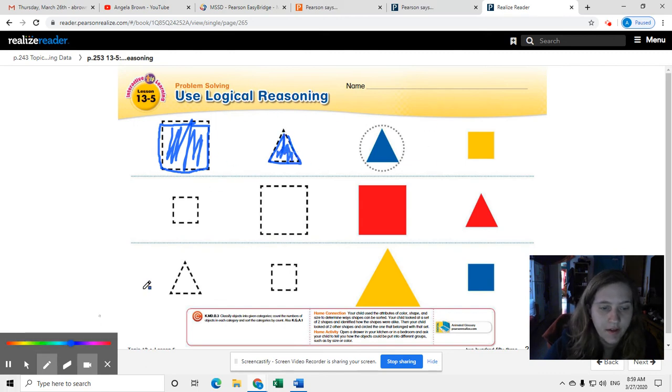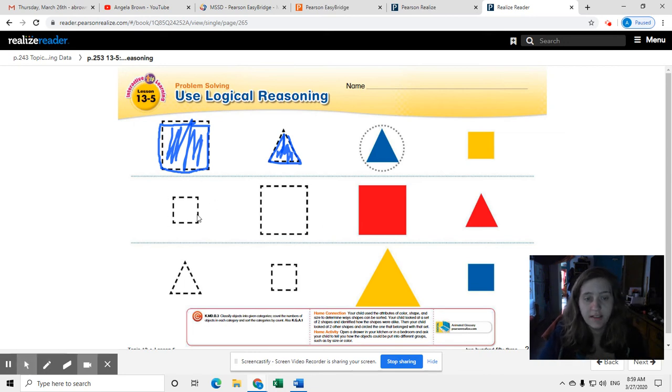All right, for this set down here, I want you to trace these, and now I want you to figure out which one of these shapes would fit in this group most logically. And then look at these 2 shapes, and which of these 2 shapes would fit with these 2. Think about how you're coloring them when you color them, because it will help you sort them.